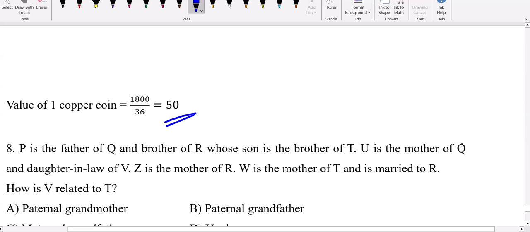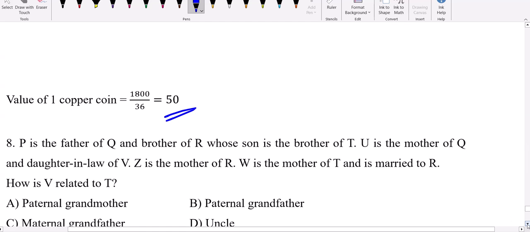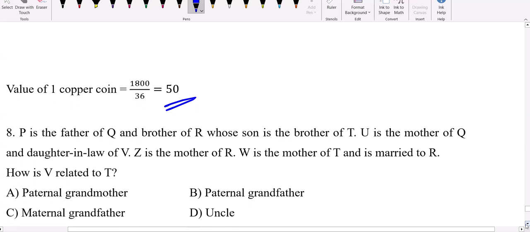Blood relations. P is father of Q and brother of R. Whose son is the brother of T? Solve that. How is V related to T is the question finally.